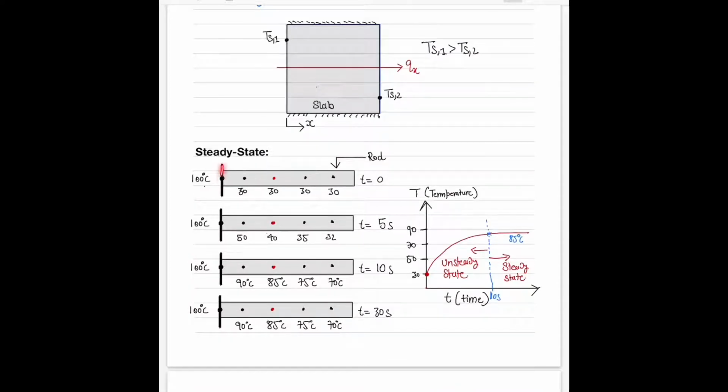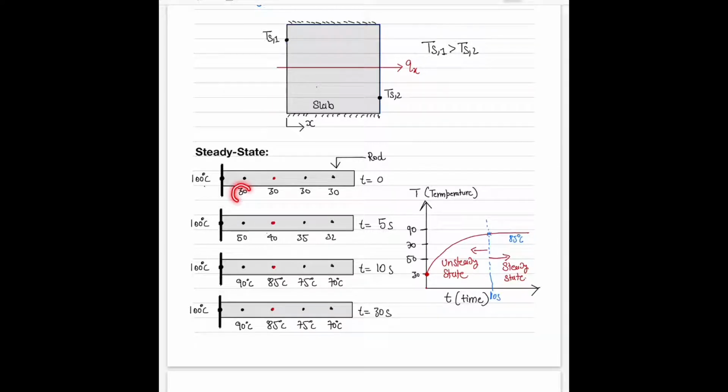Here we have a wall which is maintained at 100 degrees Celsius, and we have a rod which is attached to this wall. Initially our rod is at a temperature of 30 degrees Celsius everywhere at time t equal to 0. Now after some time, that is t equal to 5 seconds, we will observe that our rod will start heating up. Its temperature at every point will rise.